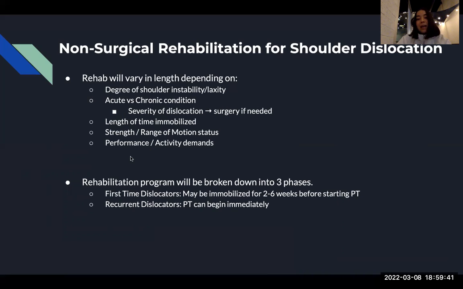First-time dislocators may be immobilized for 2 to 6 weeks before starting physical therapy, and for recurrent dislocators, physical therapy can begin immediately. For all exercises in phase 1 and 2, caution must be applied in placing undue stress on the anterior joint capsule as dynamic joint stability is restored. And phase 3 is focusing on progressive exercises to prepare for the return to prior activity level.